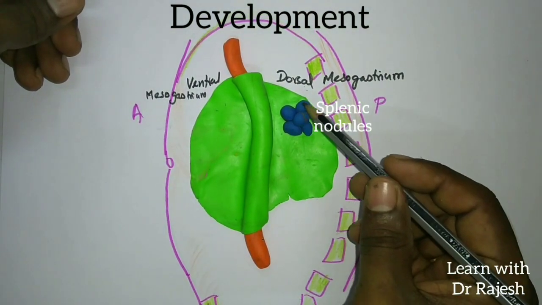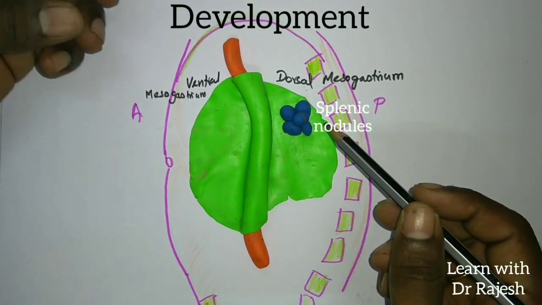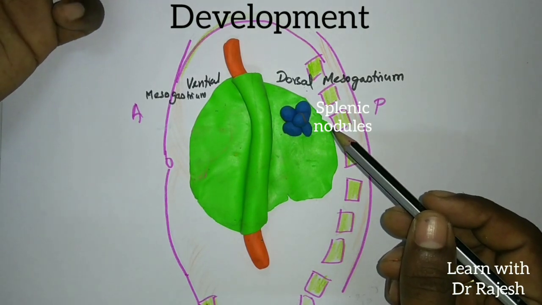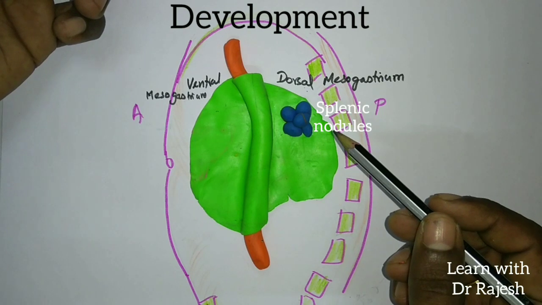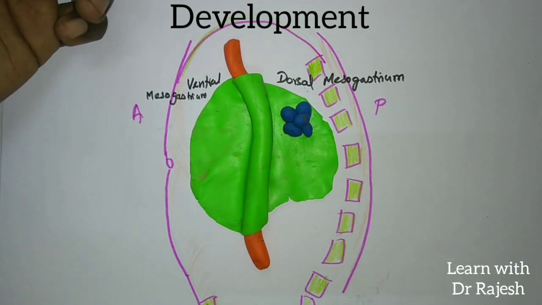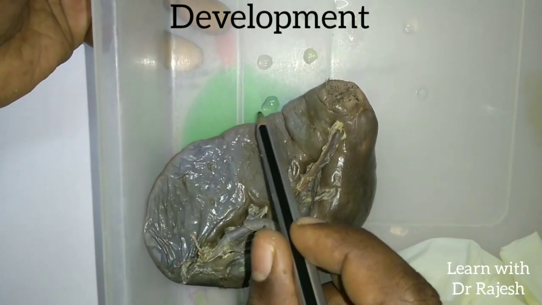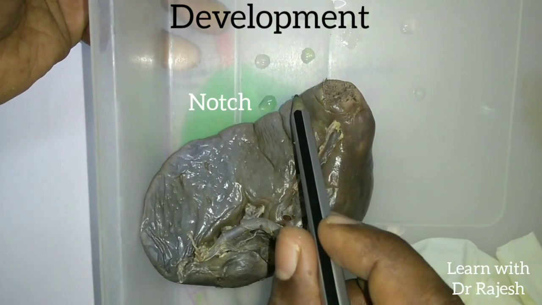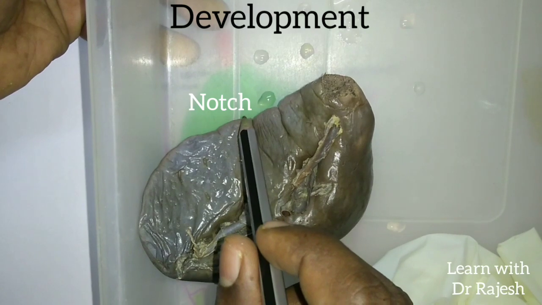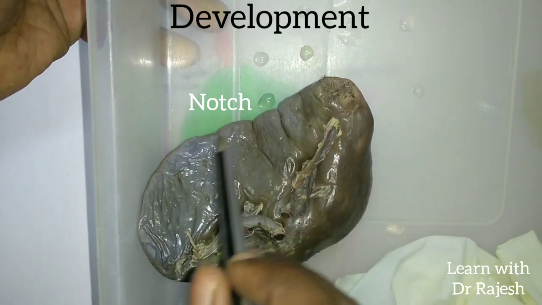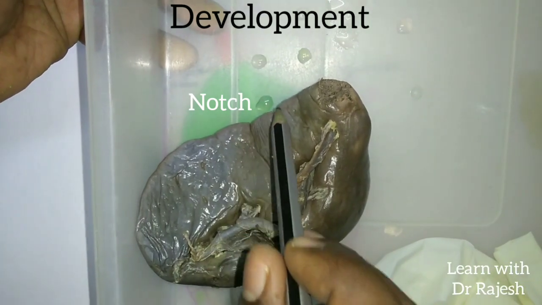Because of these multiple nodules, the developing spleen will be lobulated, and finally these lobules will be represented as the notches in the superior border. So these are the representation of the lobulated spleen. Okay, the lobules will be represented in the adult spleen only as the notches which are present along the superior border. You can see these are the notches.